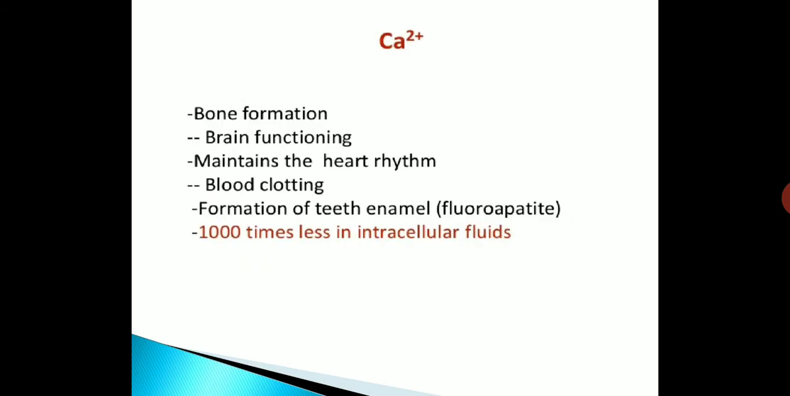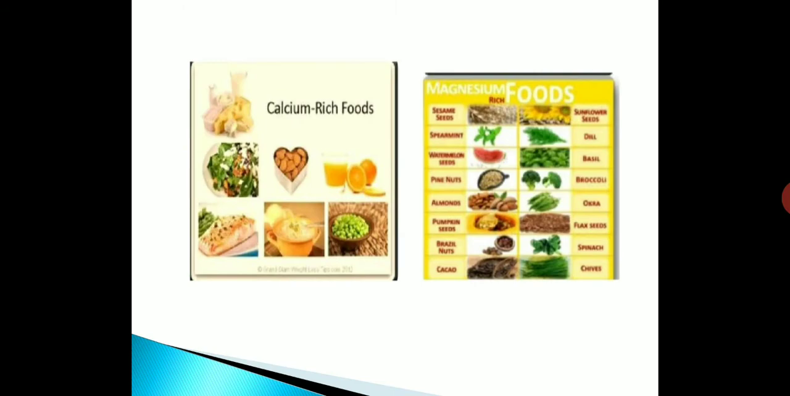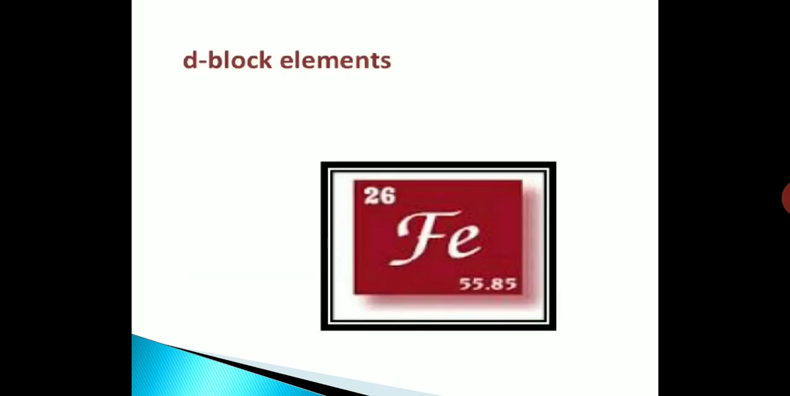Calcium ions. Their functions are bone formation, brain functioning, maintenance of heart rhythm, blood clotting, and formation of tooth enamel, that is fluoroapatite. It is 1,000 times less in intracellular fluid. Here I have shown the calcium rich foods and magnesium foods.